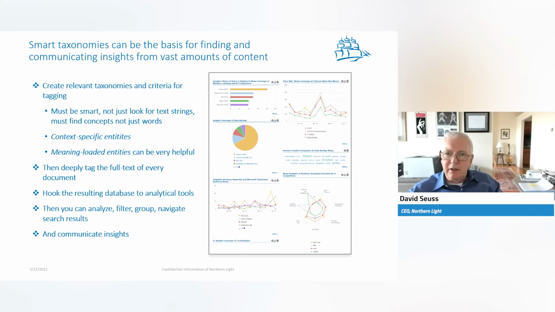Smart taxonomies can be the basis for finding and communicating insights from vast amounts of content. The task here is to create relevant taxonomies and criteria for automatic tagging of the incoming content flows. And the tagging has to be smart.